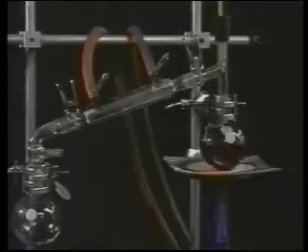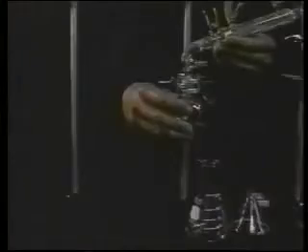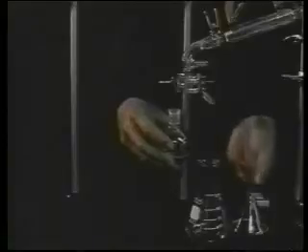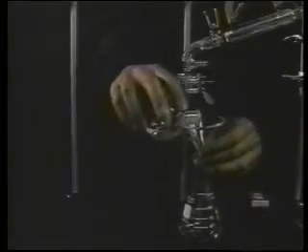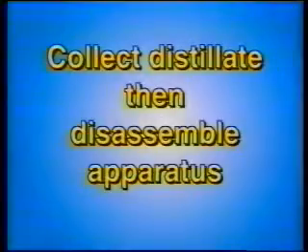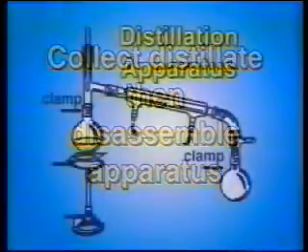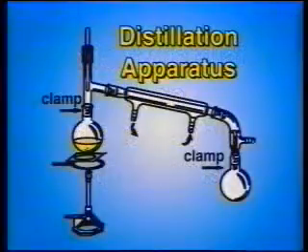Collect the distillate until the upper end of the expected boiling range is reached, or until only a small volume of liquid remains in the boiling flask. Remove the heat source and transfer the distillate to another container. Disassemble and clean the apparatus as soon as possible after the distillation is completed. Let us review the steps to assemble the apparatus and carry out the distillation of a liquid.